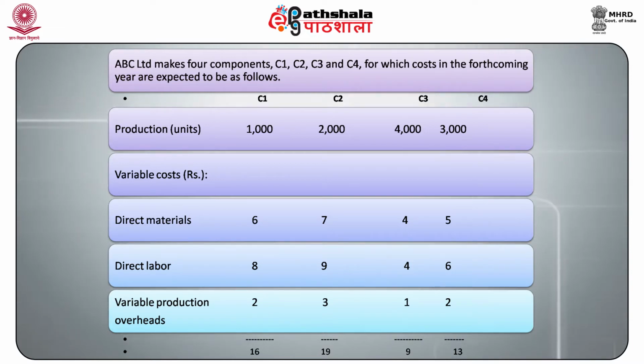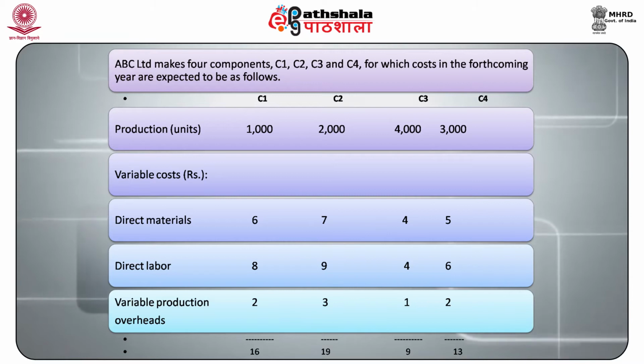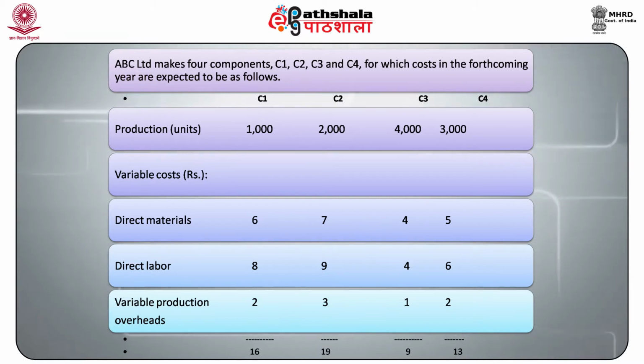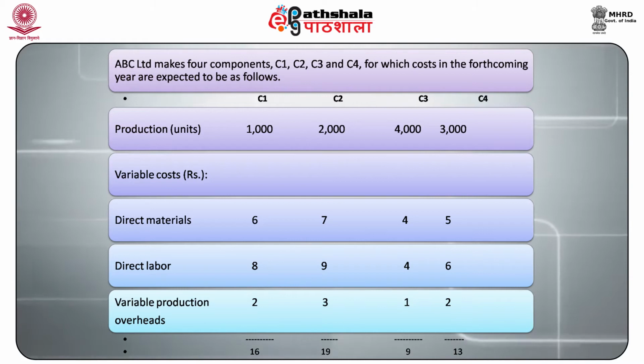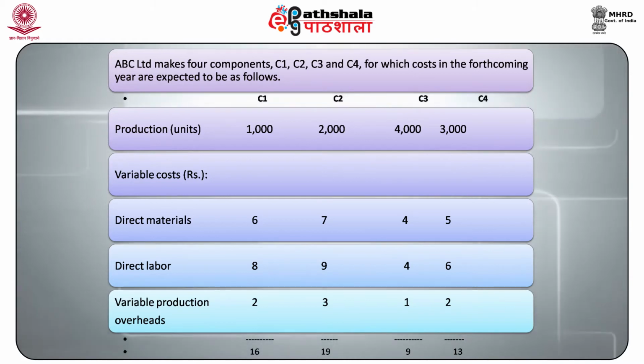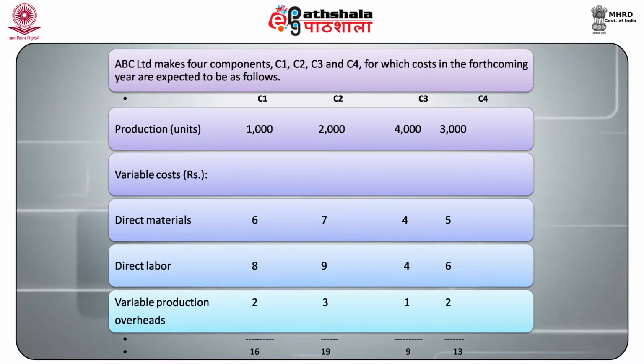For C3, the production units is 4000. The variable costs include direct materials at 4, direct labor at 4, variable production overhead at 1. The total variable cost for the component C3 is 9. For the component C4, the production units is 3000. The variable costs include direct materials at 5, direct labor at 6, and variable production overhead at 2. The total variable cost becomes 13.